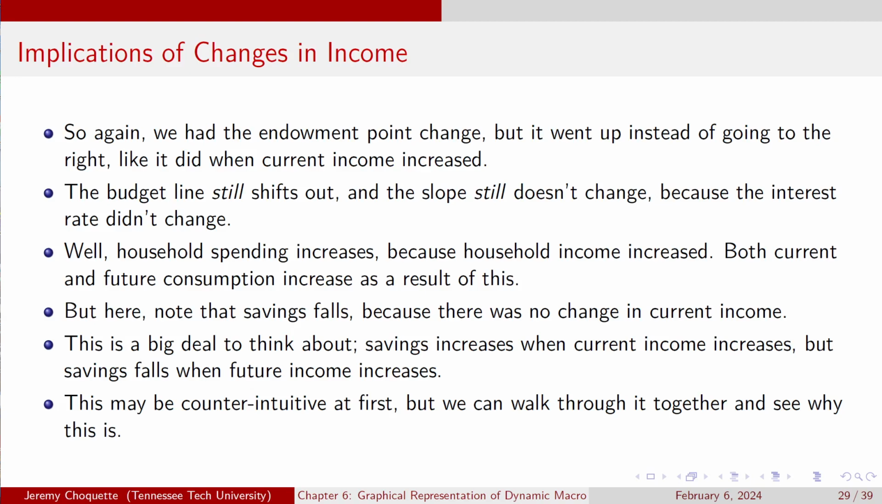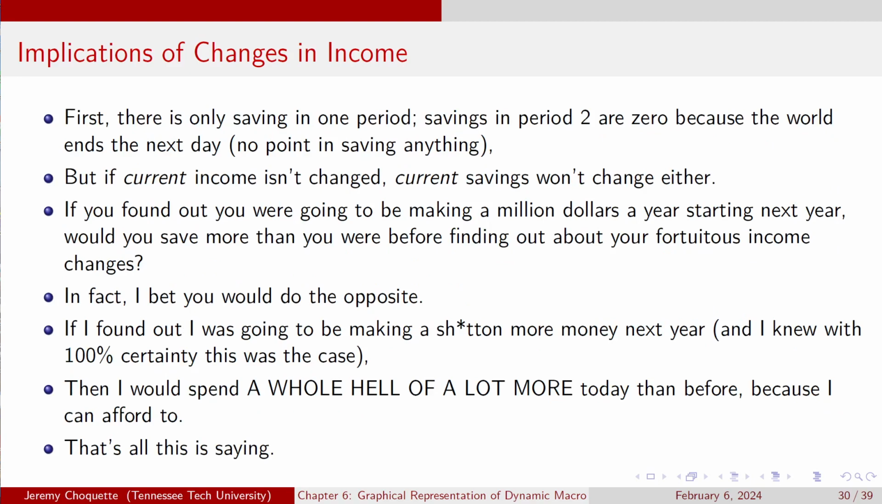That's cool. So the budget line still shifts out. The slope still doesn't change, though, because the interest rate didn't change. Remember, the slope of the budget curve is the interest rate. So household spending goes up because household income increased. Both current and future consumption increase as a result. But note, savings falls here because there was no change in current income. So it's a big deal to think about. The savings is going to increase when current income increases, but it falls when future income increases. Now, it might seem a little counterintuitive, but let's walk through it and understand why.